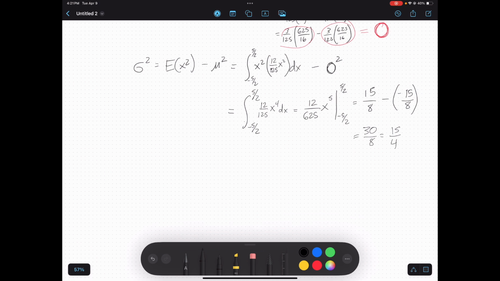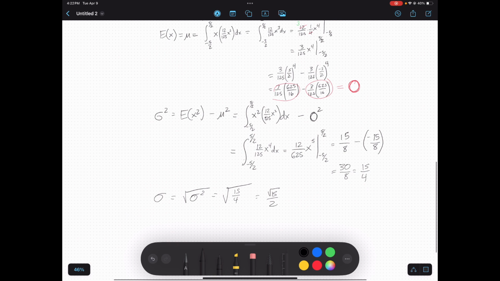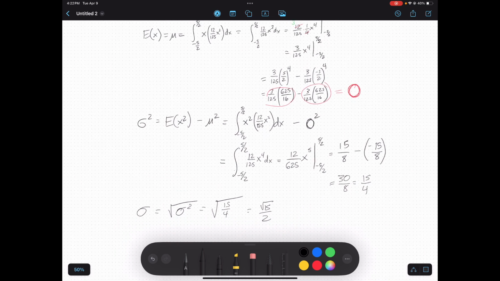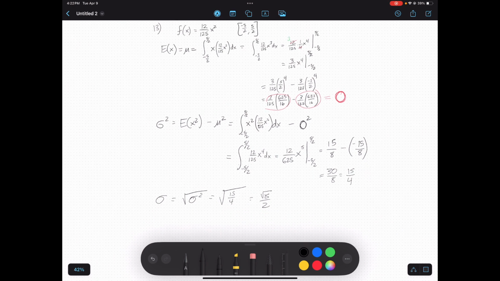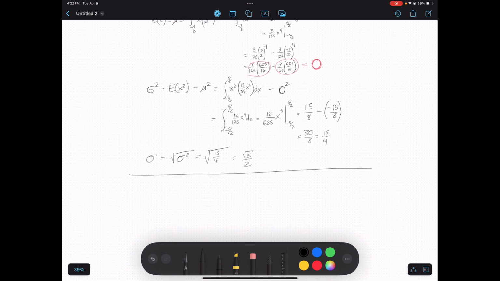Okay? That's my variance. So my standard deviation is just the square root of my variance, which is the square root of 15 over 4, which is square root of 15 over 2. That was just a quick run through that again, because that video was running so long, I only was able to go through one example of this. So there's another good example of how to work through those expected values and standard deviation type problems.